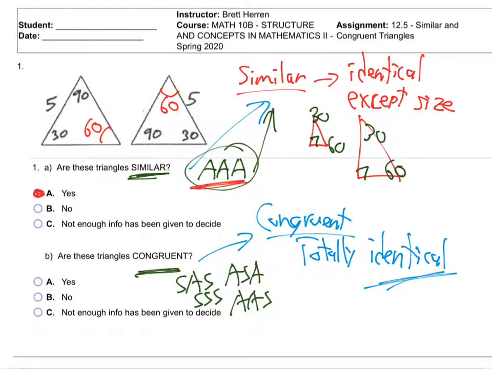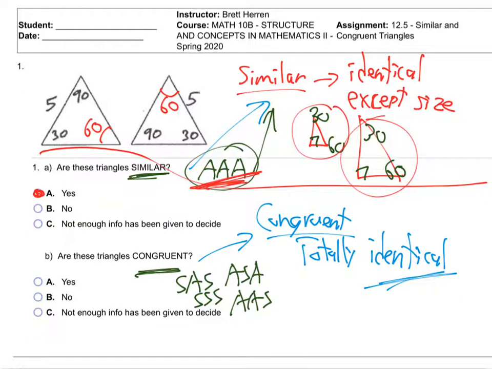Now, what about congruence? So for similarness, you use AAA. You can have two triangles that have the same three angles that are different sizes, though. They might not be identical. Similar means identical except for size. And now, what about congruence?